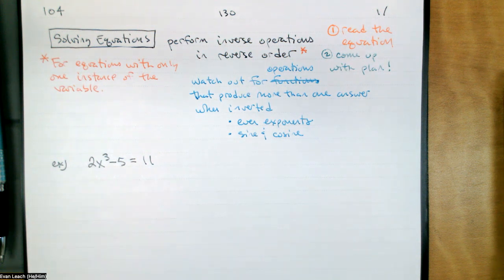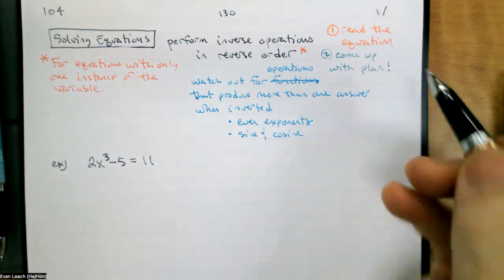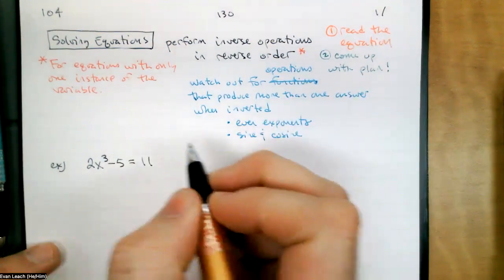So what I want to do is come up with a plan for how to solve the equation. I want to read what's going on in the equation. So first note that there is only one instance of the variable x. What is happening in the equation is that x on the left has some operations happen to it, and it results in 11. So when we read the equation, we're thinking, what happened to turn x into 11? That's the read the equation step.